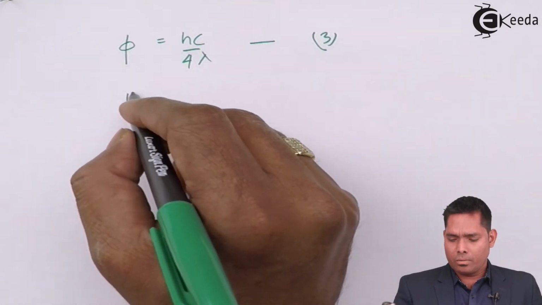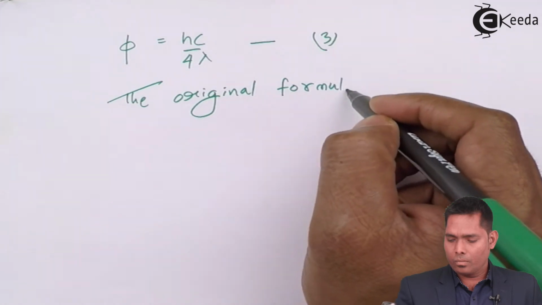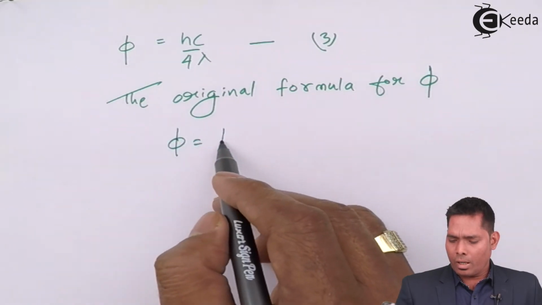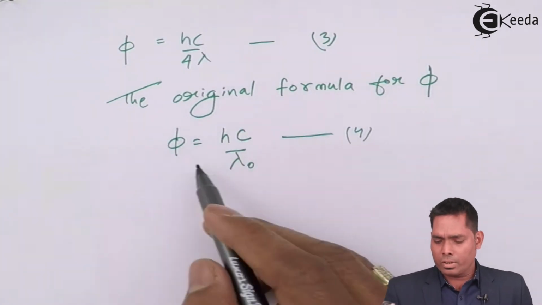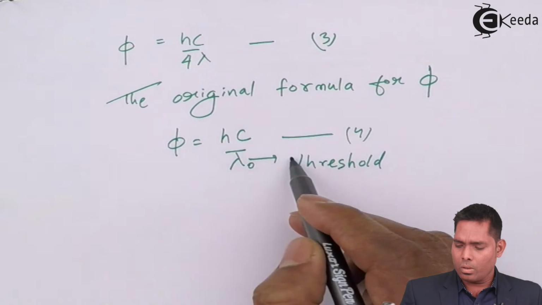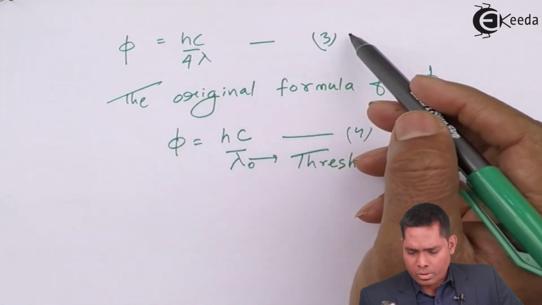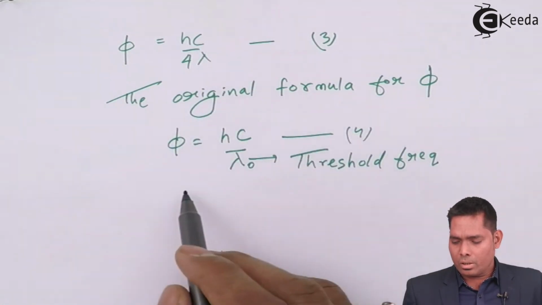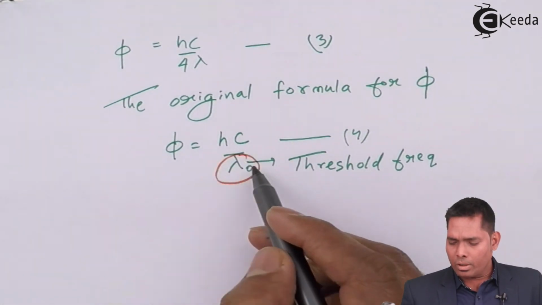The original formula for phi is hc over lambda naught. This is the original equation. Work function is hc over lambda naught. So these two equations 3 and 4 are comparable, and comparing these two equations, I have lambda naught is 4 lambda.